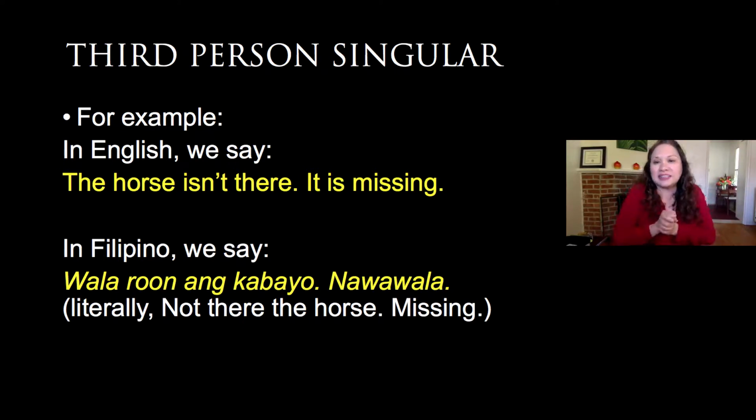But for example, in English you say, the horse isn't there. It is missing. So see, notice the word it in English. But in Filipino, we say something else. We say, wala roon ang kabayo, which literally means not there, the horse. And then you say, nawawala, or missing.